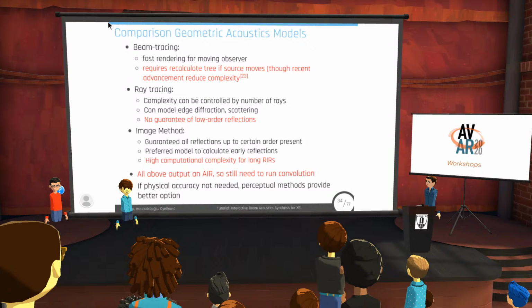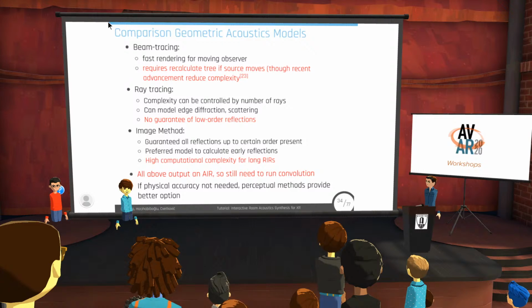So you can imagine that if you don't use enough source rays, then it is possible that you miss one first order reflection, that is a reflection that bounces just once off a wall. And this is quite a problem if, for instance, you want to model early reflections well. The image method, on the other hand, guarantees obtaining all the reflections up to a certain order, and that's the main reason why it's preferred to calculate the reflections.